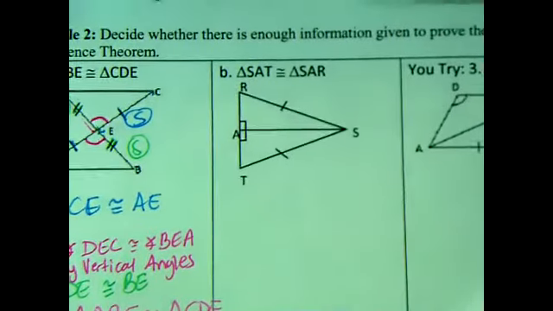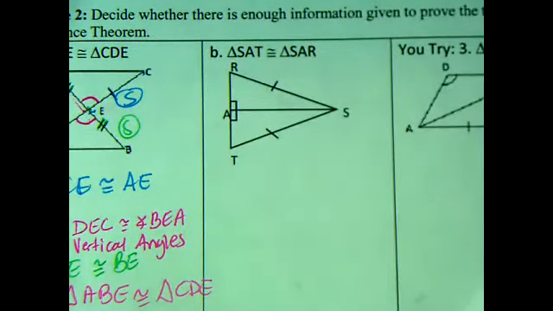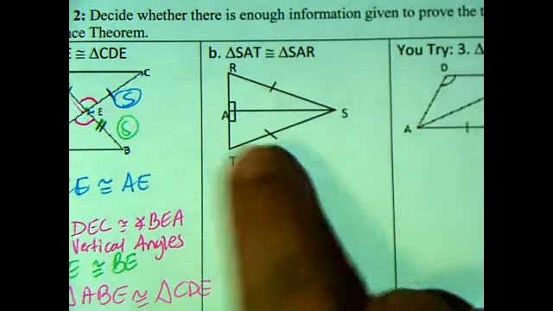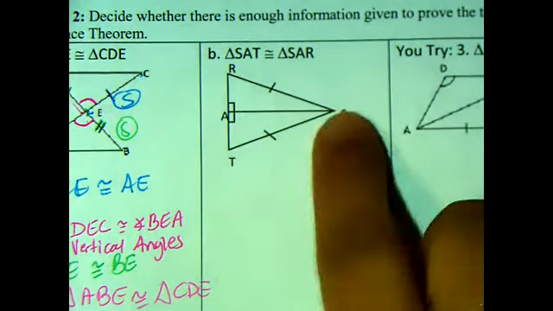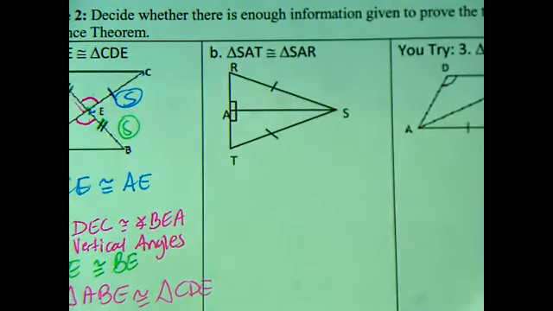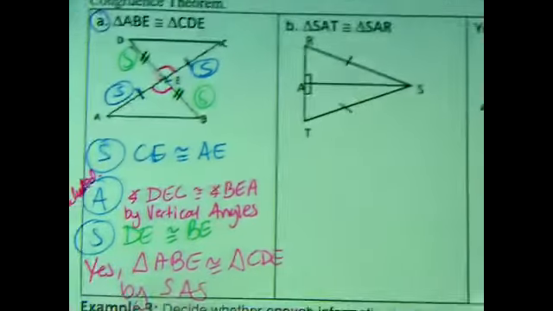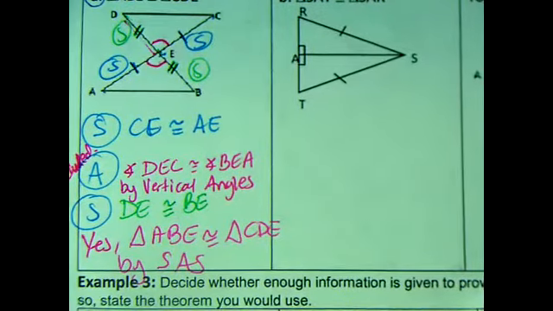Let's take a look at B. We have 5 minutes. I have a few markings here. I have tick marks here for ST and SR. What did you write in the bottom? That part? Yeah. Okay.